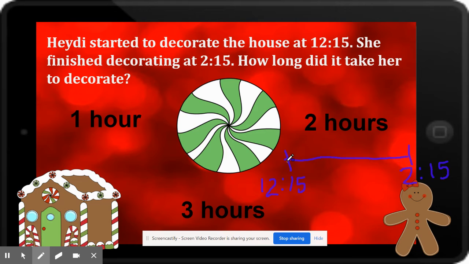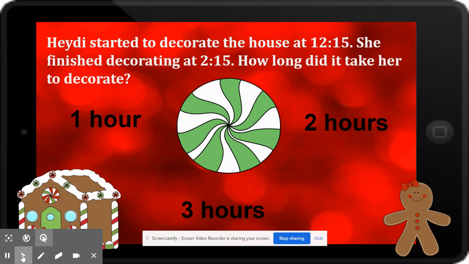So you need to find out how many jumps you need to get from here to here. And you always start out with the easiest, which is 1 hour. So 12:15 to 1:15 is going to be 1 hour. Jump one more hour. 1:15 to 2:15 is going to be 1 hour. And we wound up right where we needed to be. So you've got 1 hour plus 1 hour, 2 hours.